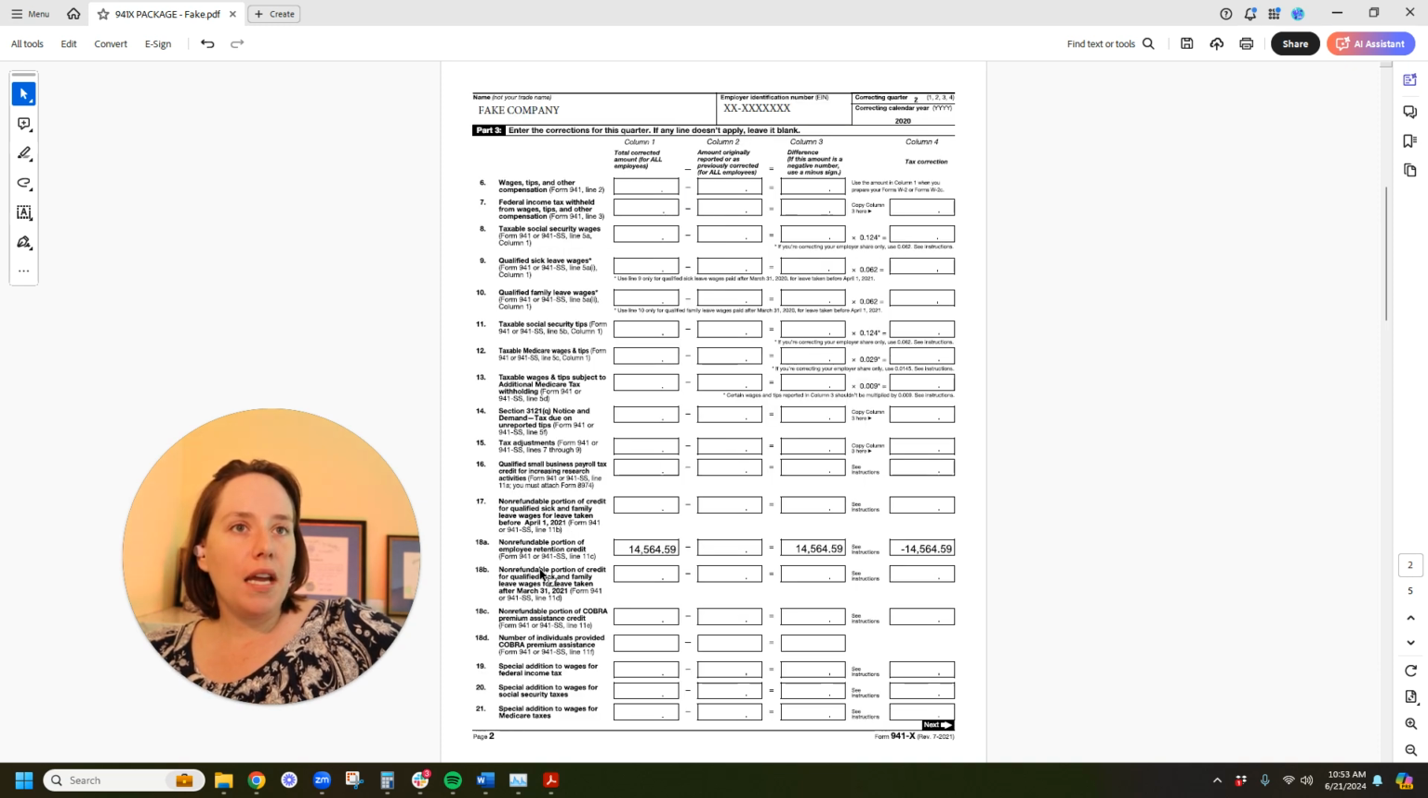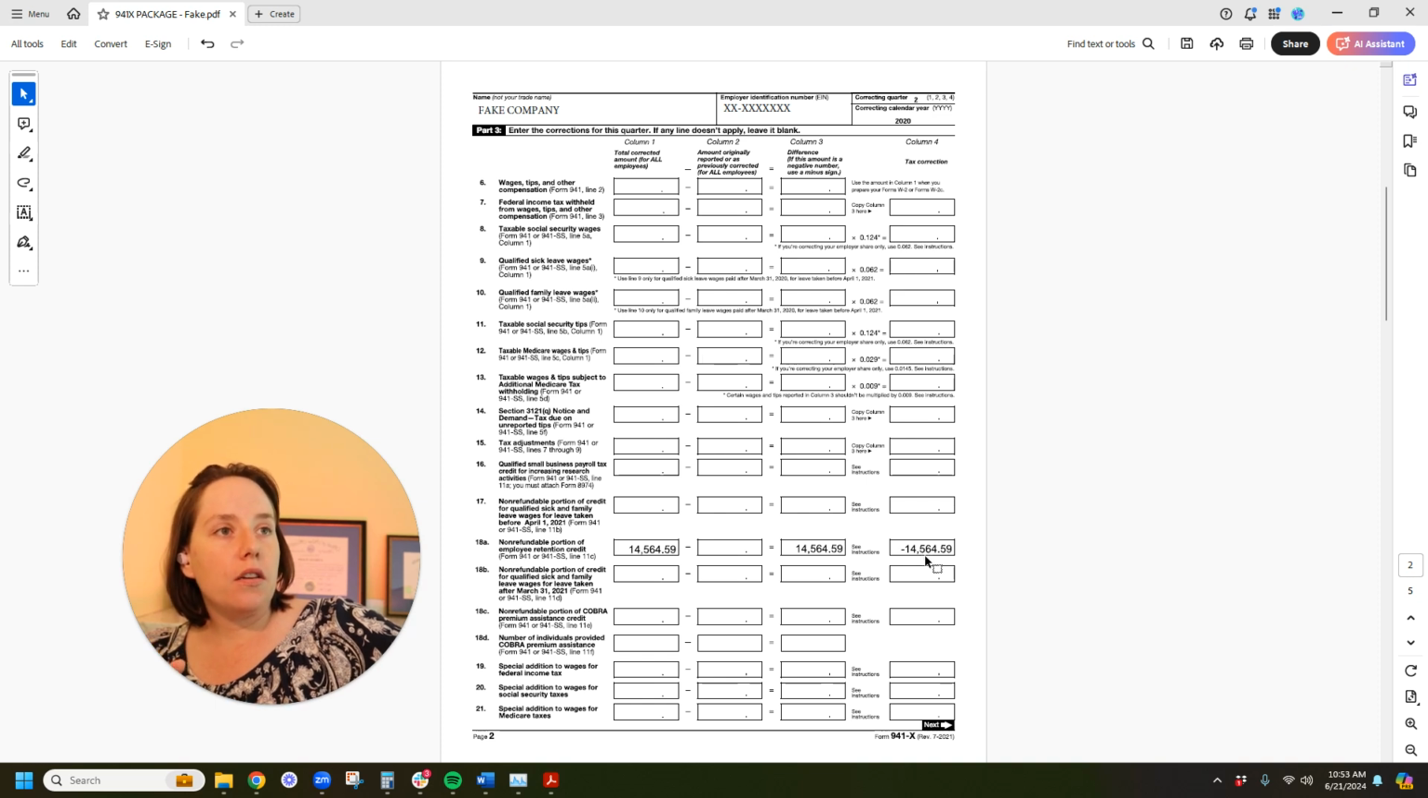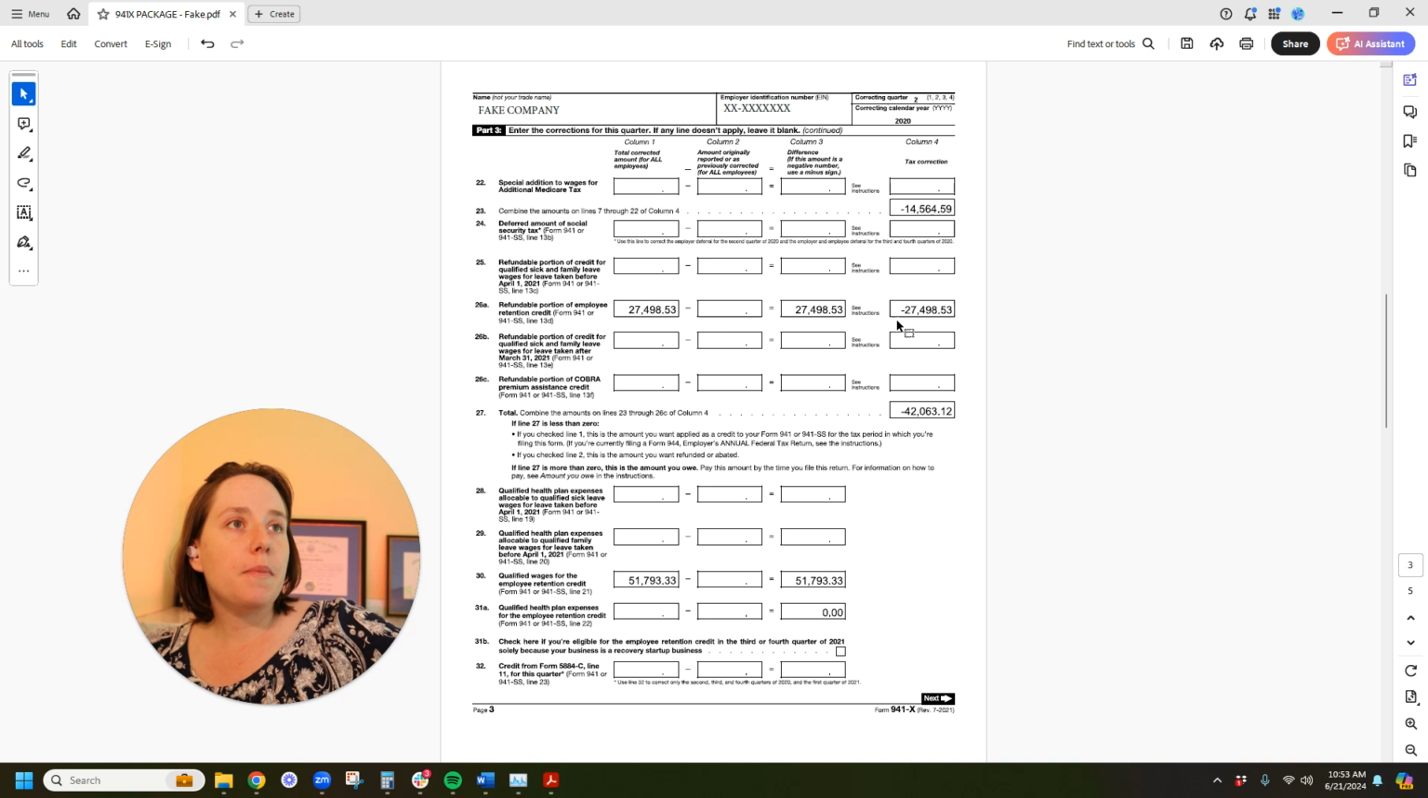Then on the second page, you've got the non-refundable portion of the credit, which is just related to, you calculate the whole credit, and then it's broken out between a certain portion that is just towards the payroll taxes, and then a certain portion is just a credit for the wages, and it adds up to the total amount of the credit. So here, 14,000 is coming from the non-refundable portion. On the next page, 27 is coming from the refundable portion. So the total credit that's being requested here is 42,000.